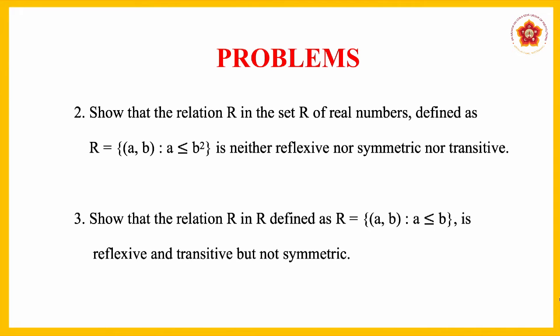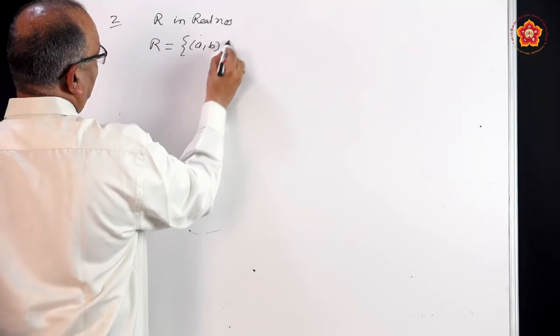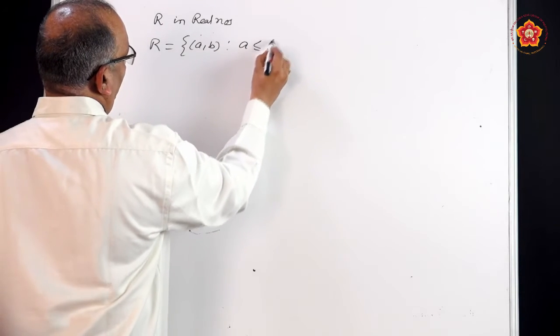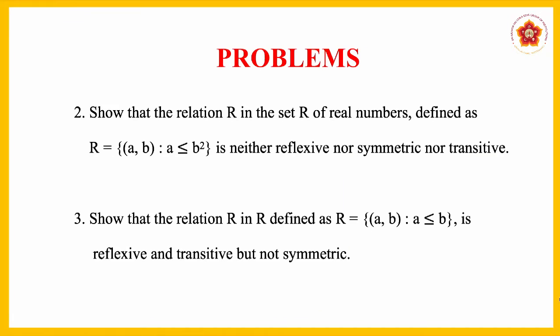The next problem is a very interesting one. You need to think. He says, show that the relation R in the set of real numbers, remember, R is representing real numbers, defined as R equal to (A, B) such that A is less than or equal to B square, is neither reflexive nor symmetric nor transitive.